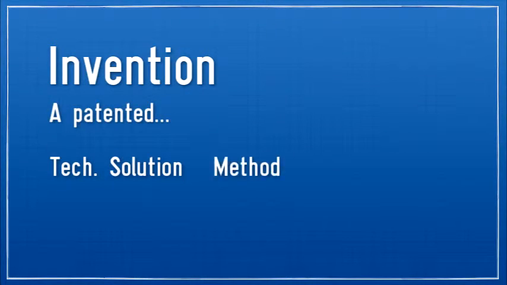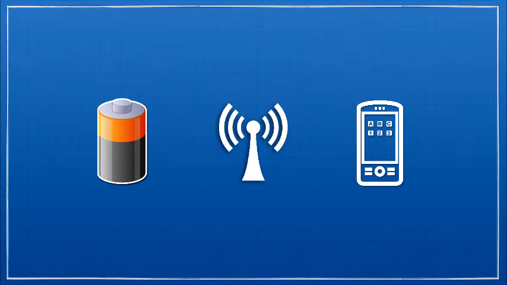Let's start with the capitalized word invention. An invention could be easily defined as a patented technological solution, a method, a device, or a process. An example could be a powerful new battery, an antenna with superior reception, or an innovative on-screen keyboard. Inventions are going to serve as the building blocks in patent rights.